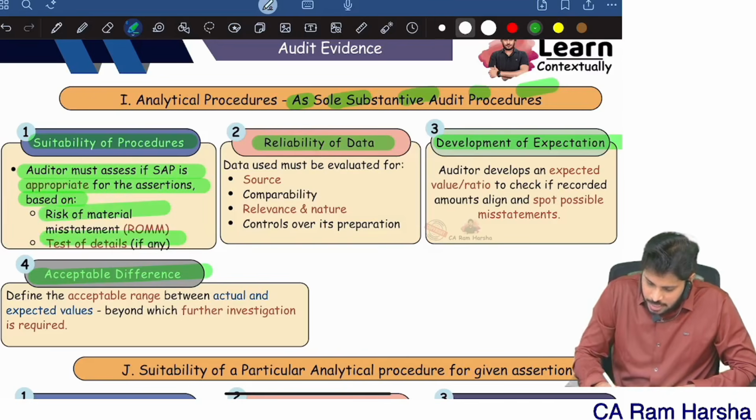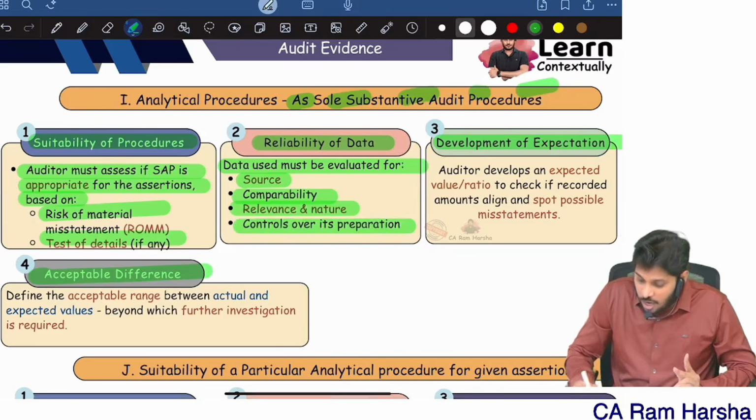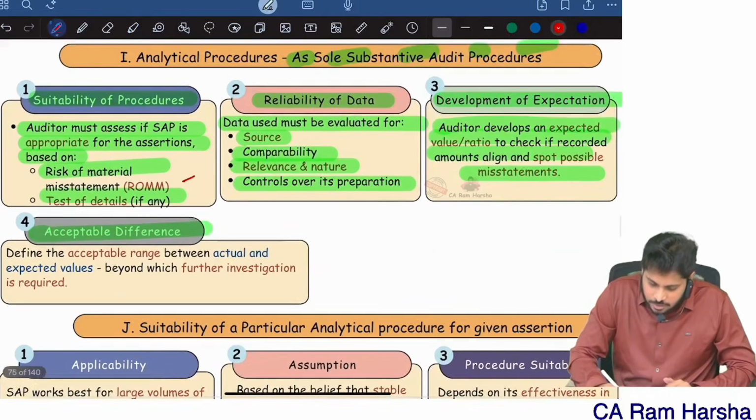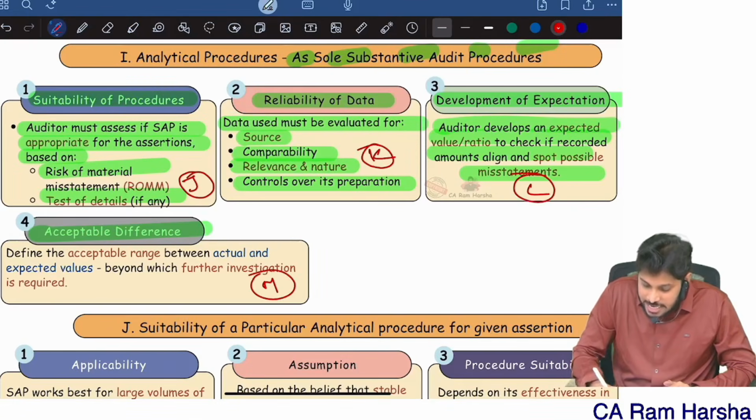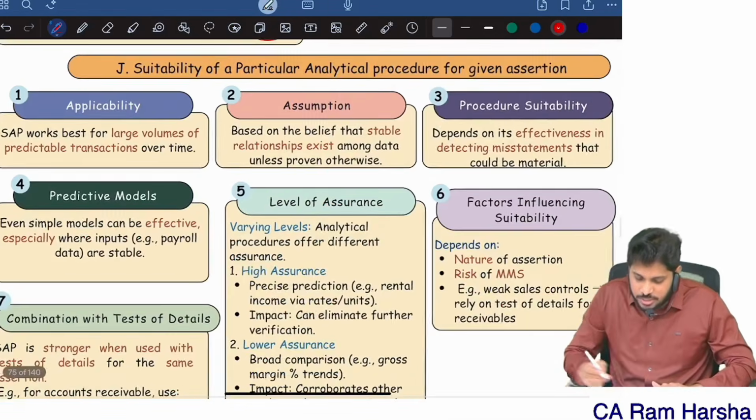Yes or no? Data must be evaluated for source, comparability, relevance, controls. The auditor then develops the expected value. For this, we have J, K, L, M. These are the points which talk in depth about these 4. So this is typically a consolidation of all the 4 subsequent points. The subsequent points we'll see.